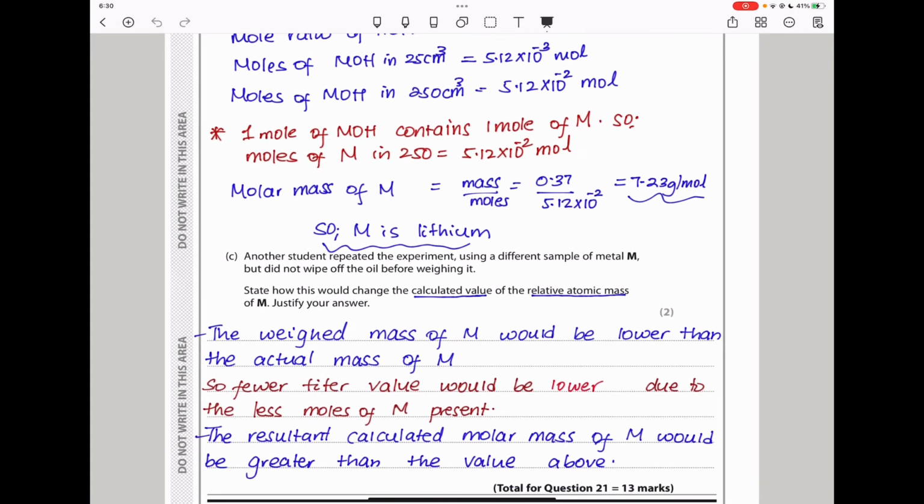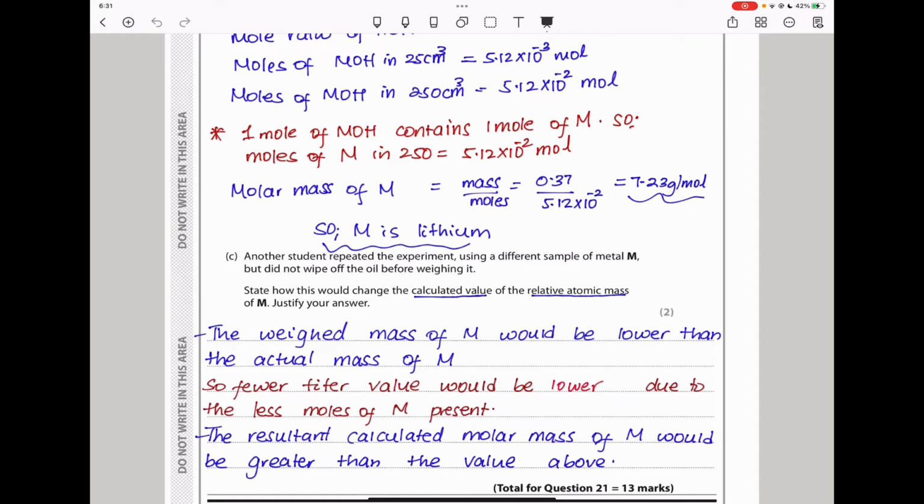Next they say, another student repeated the experiment using a different sample of metal M, but did not wipe off the oil before weighing it. They want you to state how this would change the calculated value of the relative atomic mass of M and justify your answer. If they weighed without removing the oil, it's going to be estimated that some of the mass that remains behind is mass of the metal, yet actually it's mass of the oil that is not going to participate in the reaction.